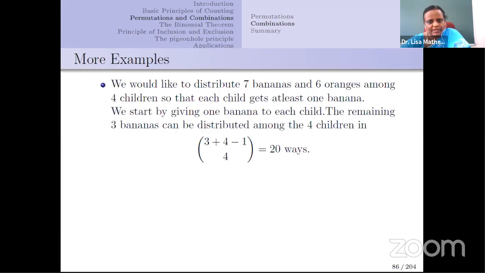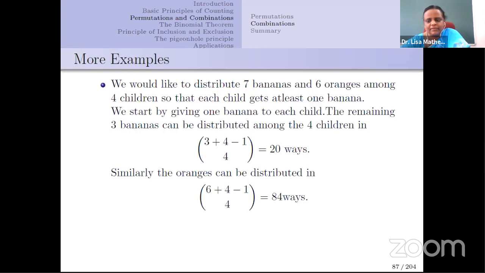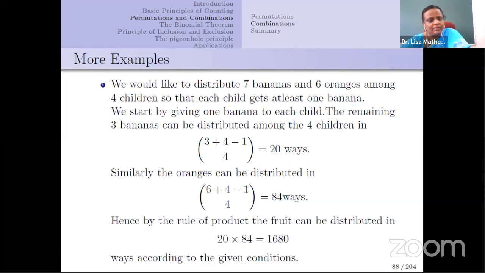Now, once I have distributed the bananas, I take the oranges and do the same thing with them. Here, there's no restriction that each child should get at least 1 orange. So I'm going to directly distribute the 6 oranges to the 4 children. And therefore, I have (6 + 4 - 1)C4, which is 84 ways. Now, I have to distribute both the bananas and the oranges. So there are 20 ways of distributing the bananas, and there are 84 ways of distributing the oranges. So totally I have 20 into 84, or 1680 different ways in which the fruit can be distributed according to our given conditions.